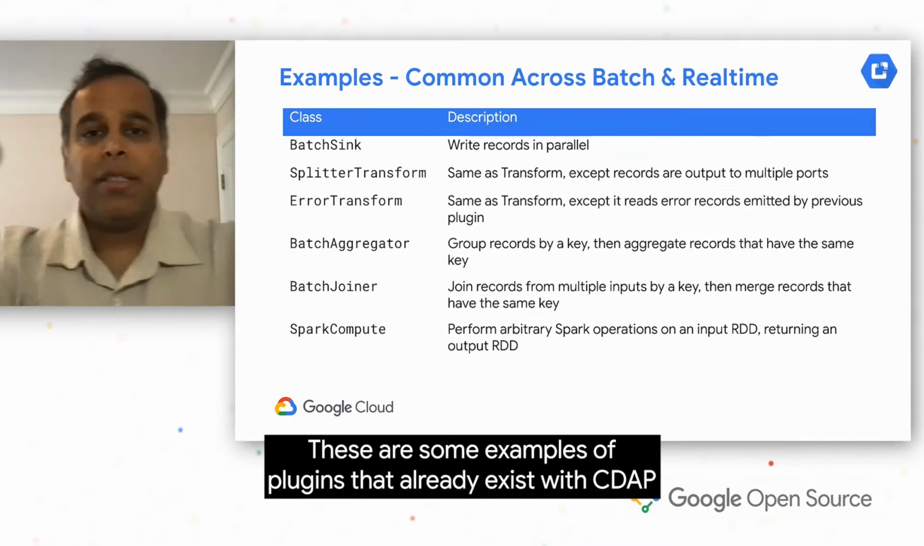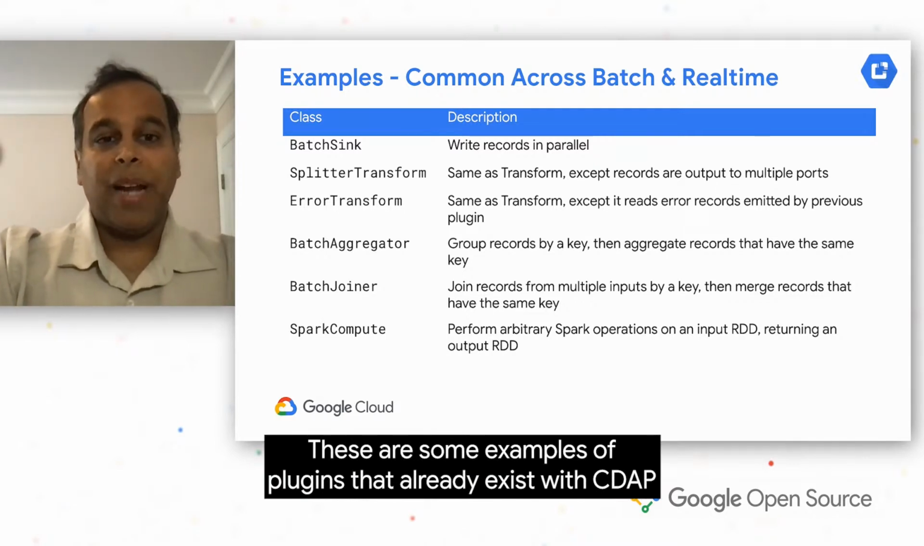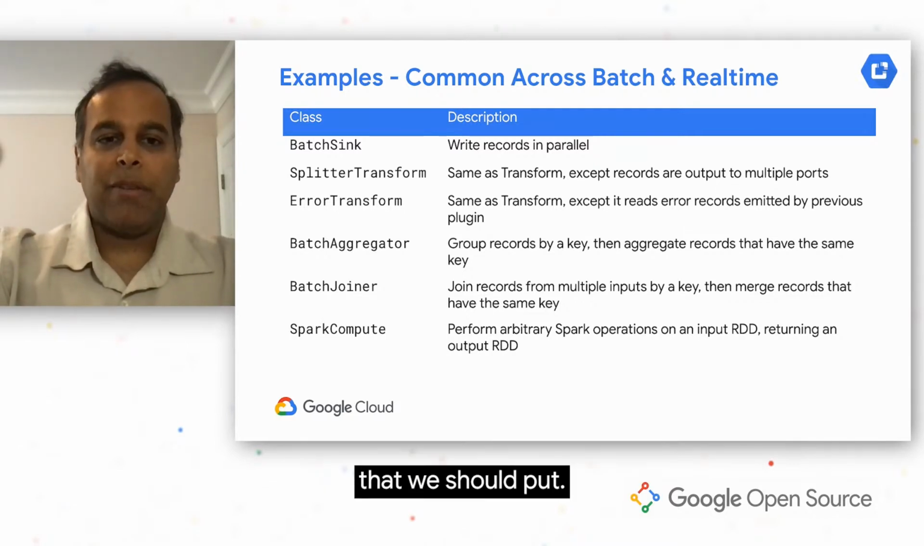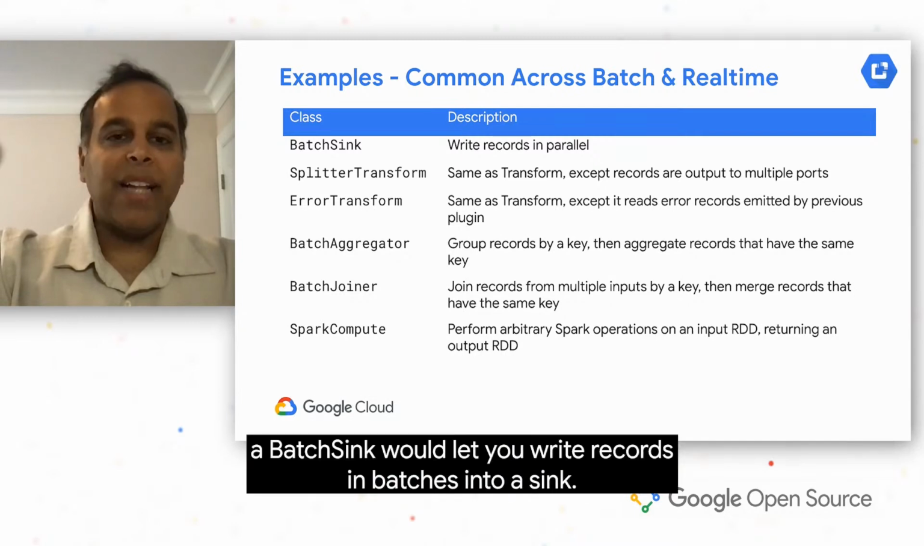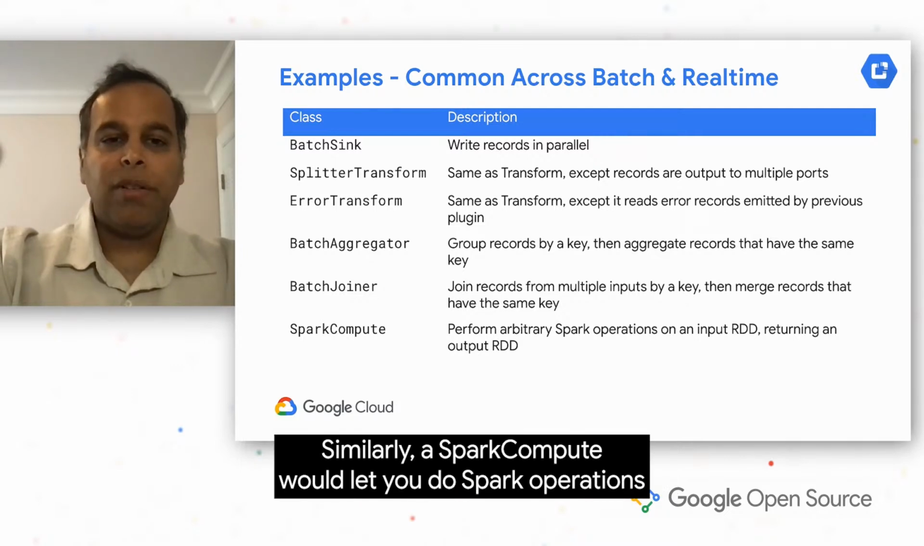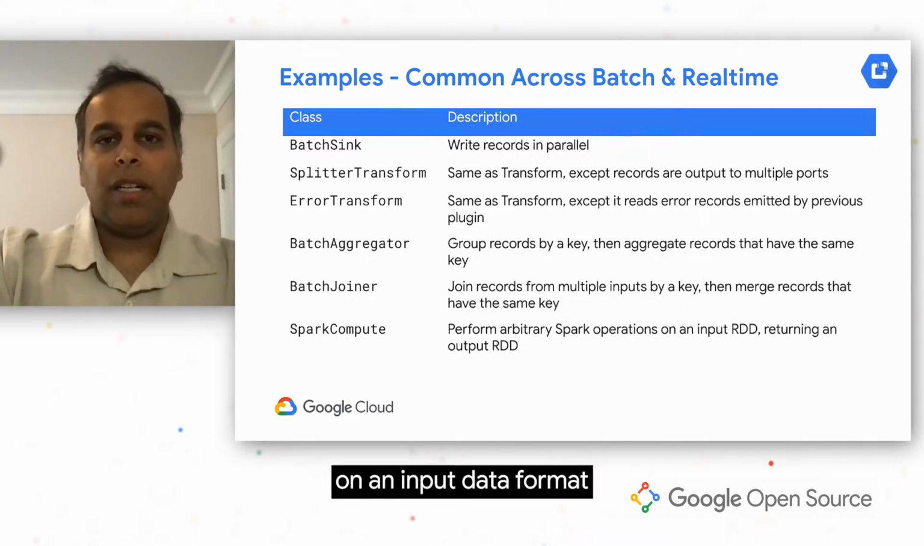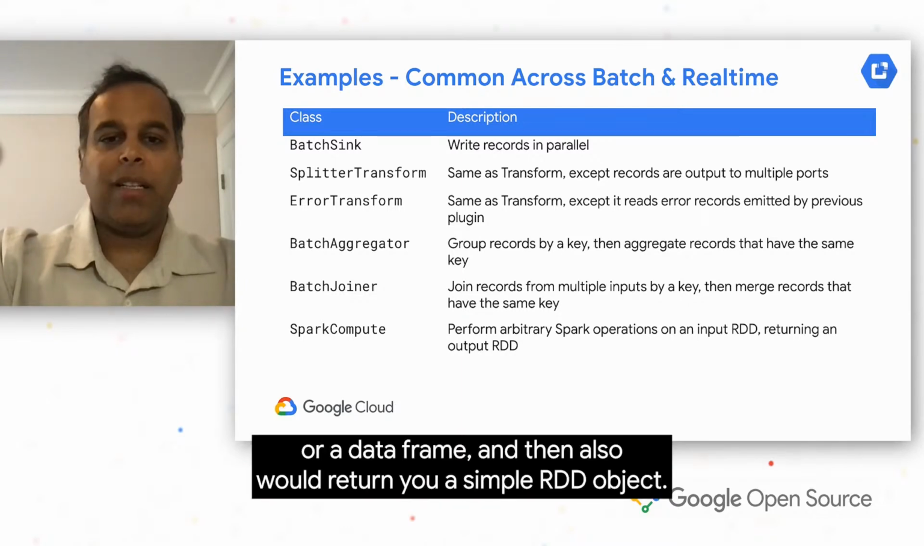These are some examples of plugins that already exist with CDAP that we ship with, and these are common across batch or real-time plugins. So, as the name suggests, a batch sink would let you write records in batches into a sink. Similarly, a Spark compute would let you do Spark operations on an input data format or a data frame, and then also would return you a simple RDD object.